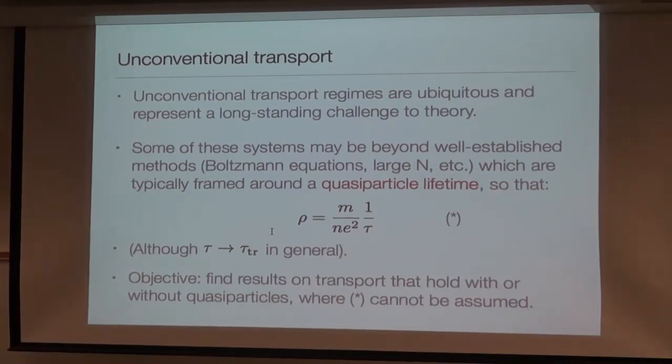Now, there are some well-understood subtleties with this formula. For example, if small angle collisions dominate, then instead of tau, the quasiparticle lifetime directly, there's a transport lifetime here. But these are all things that are well understood within, let's say, the Boltzmann equation. And so the objective for today is to find results for transport, about things like the resistivity, that can hold with or without quasiparticles, therefore where in particular we cannot assume that there's some formula like this that holds.